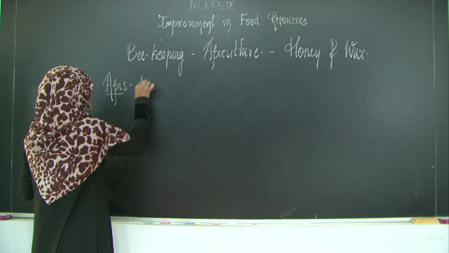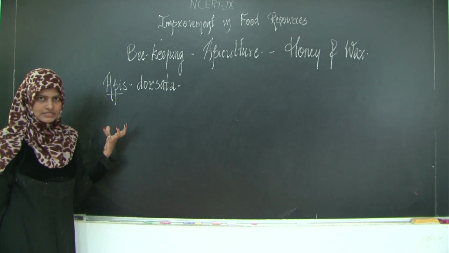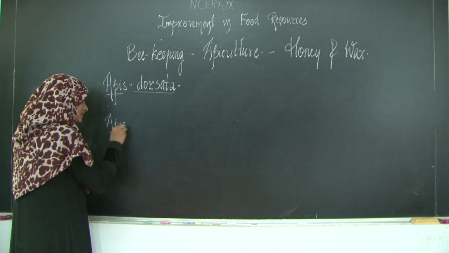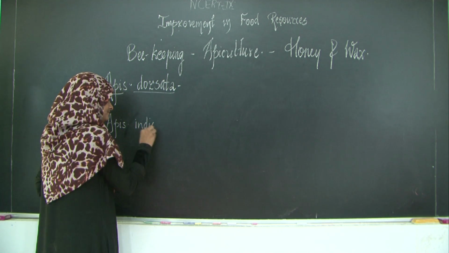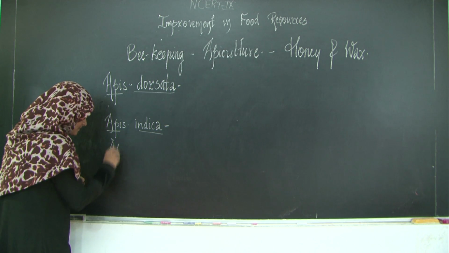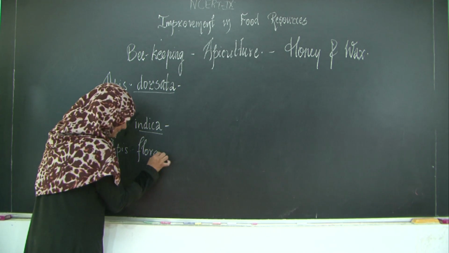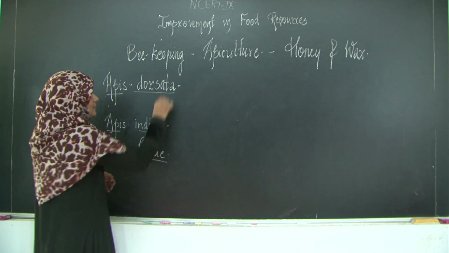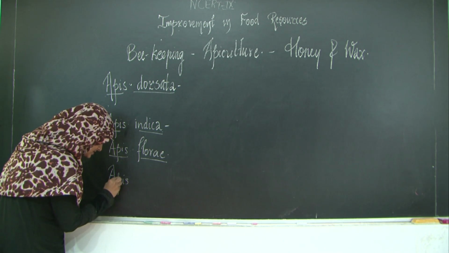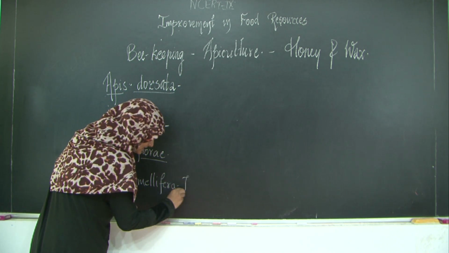Apis dorsata, the first one. Another one is Apis indica. This is the Indian bee. Another breed of bee is Apis florea. This is also called a rock bee. And the last one is Apis mellifera. This one is known as the Italian bee.